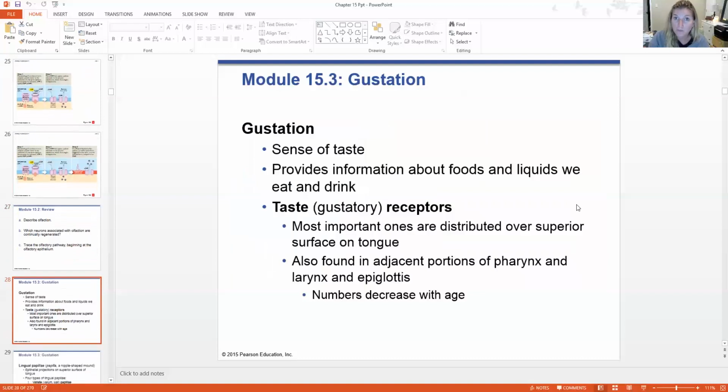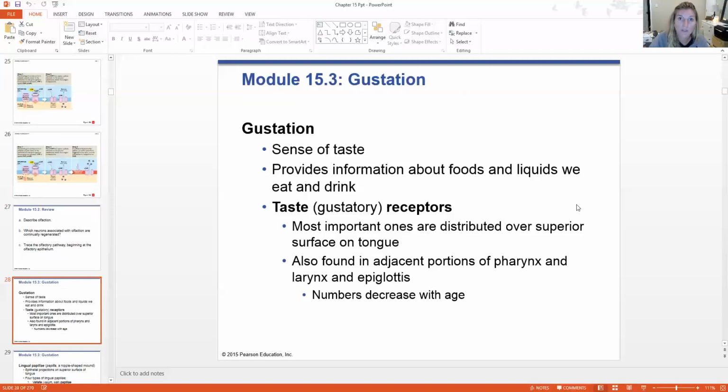We have now finished our first special sense, and we're moving on to our second special sense, gustation. Gustation is the sense of taste. It provides information about foods and liquids that we eat and drink. Our taste receptors, or gustatory receptors, the most important of which are distributed over the superior surface of the tongue. But there are also taste receptors on our pharynx, inside of the cheeks, and epiglottis, so even back in our throat.